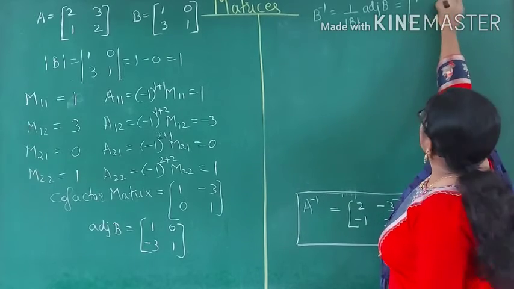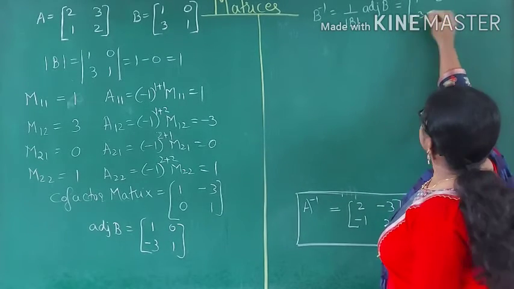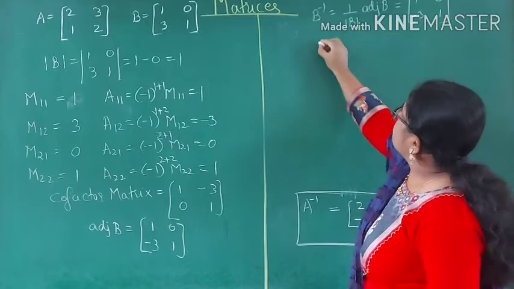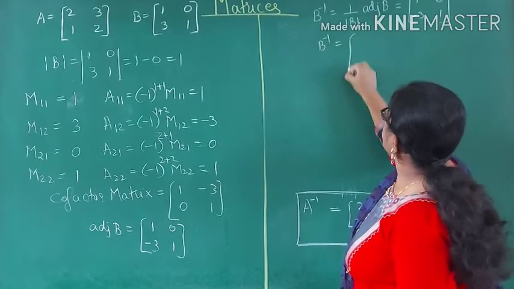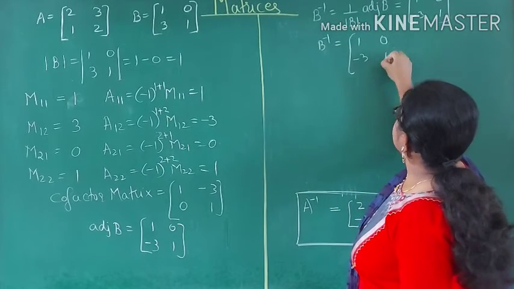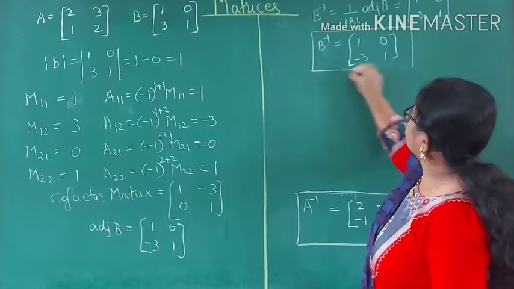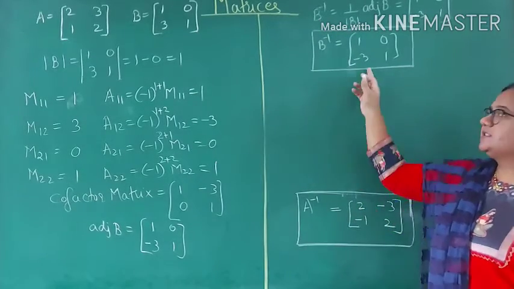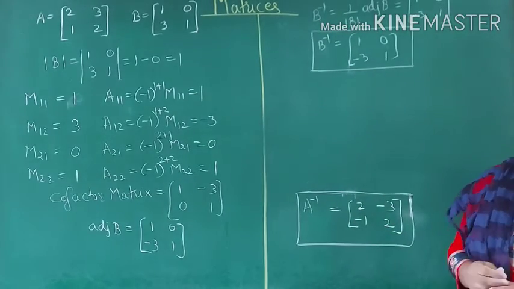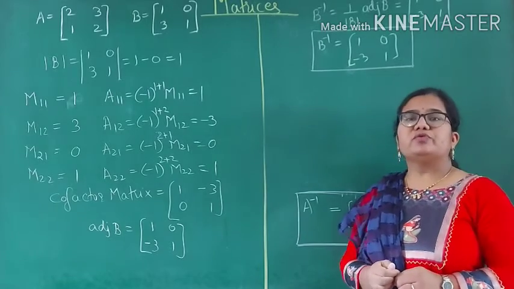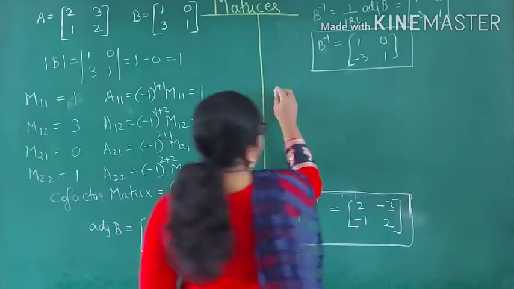Inverse will be 1, 0, minus 3, 1. So this is your B inverse, 1, 0, minus 3, 1. So this is your A inverse and this is your B inverse. What you have to prove in RHS? You have to prove B inverse into A inverse to find out.